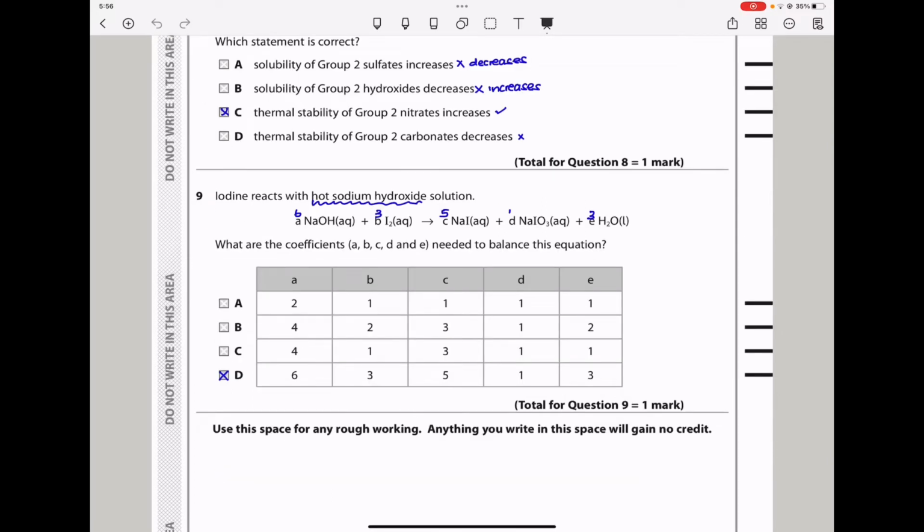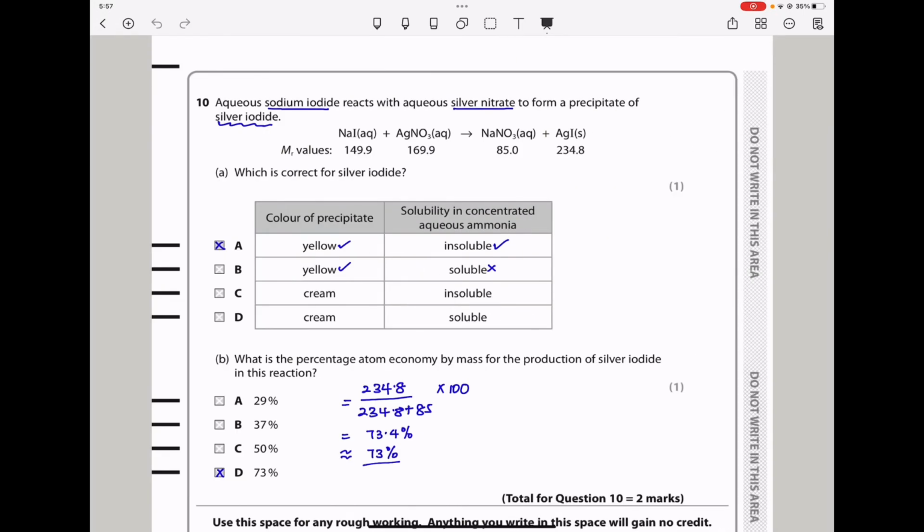Question 9. Iodine reacts with hot sodium hydroxide solution. So they've given us the equation for the reaction and they said what are the coefficients of A, B, C, D, and E needed to balance the equation. If you try to balance the charges, the oxidation states, as well as the atoms present, the answer should be a D. Moving on. Question 10.